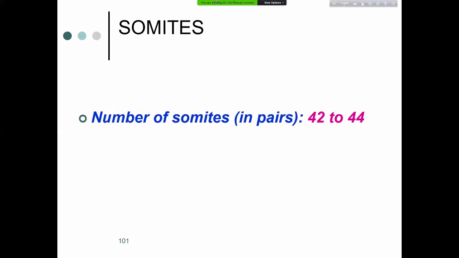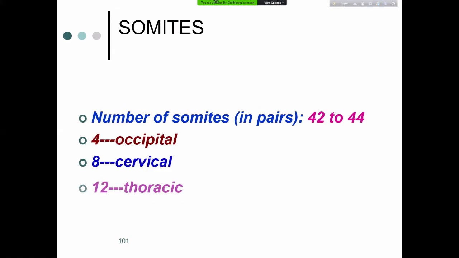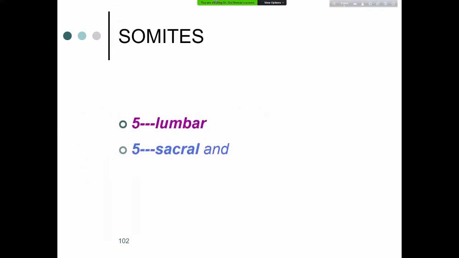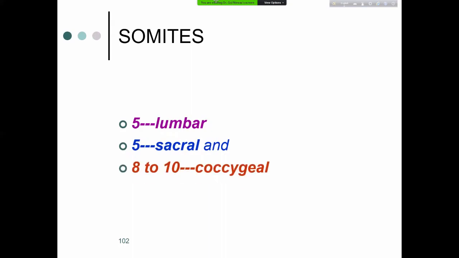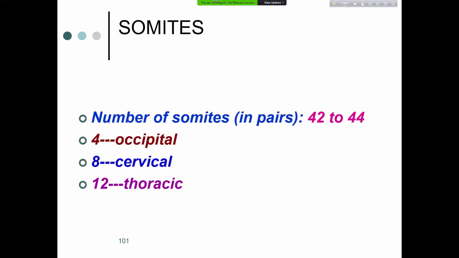Number of somites in pairs total, there will be 42 to 44 pairs. There will be 4 occipital somites, 8 cervical, 12 thoracic, 5 lumbar, 5 sacral, and 8 to 10 coccygeal somites. So can you tell me with what it correlates? With the number of spinal nerves.